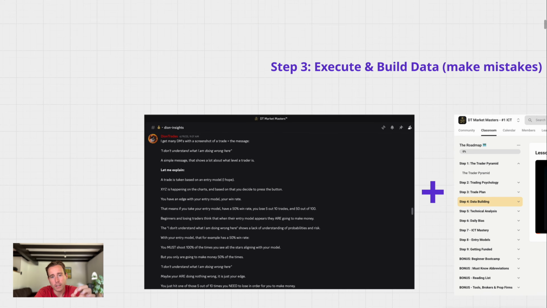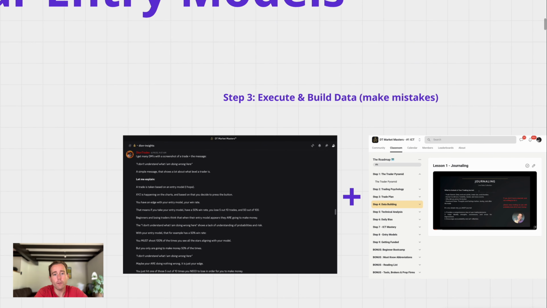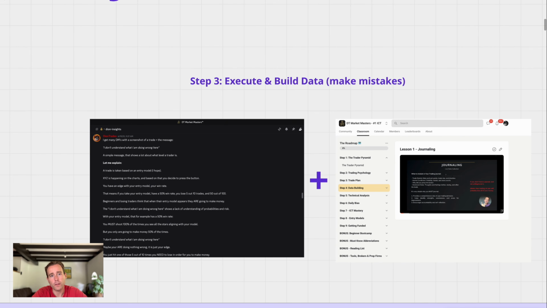Very important framework in step 3 about building data. So you have your entry model, and let's say that's a school model. Cool. That means you need to build data on this, because you need to look, does this model work for me? If I go to the charts, you can go backtest. You can backtest on TradingView or FXReplay. There are many tools you can backtest on. Does this work for me?